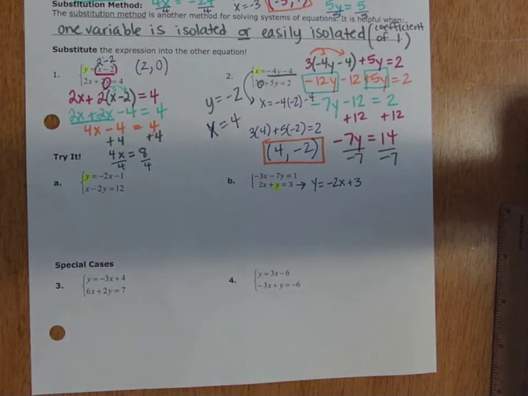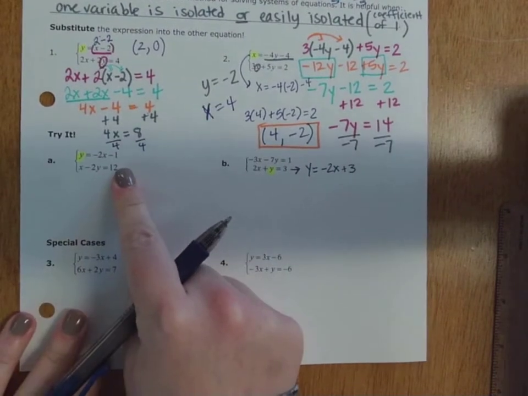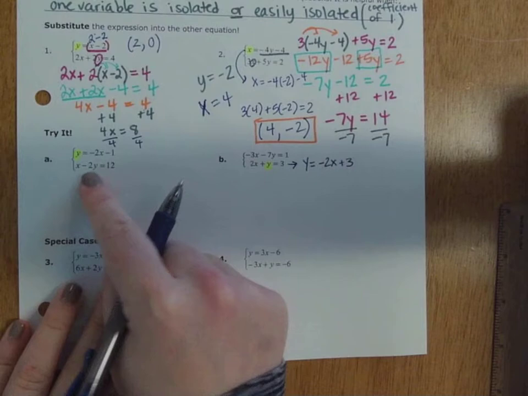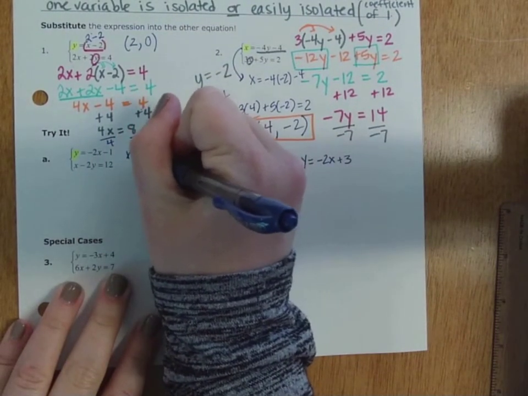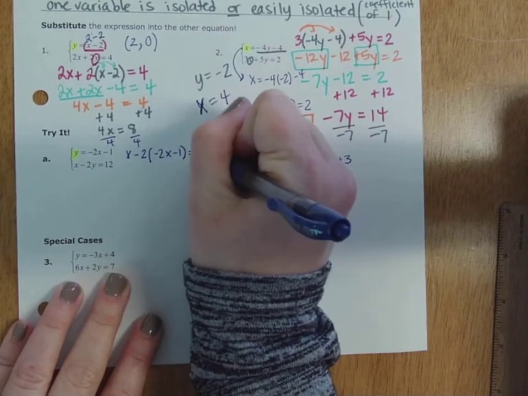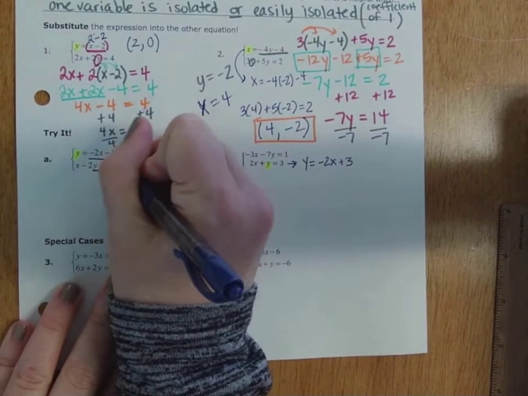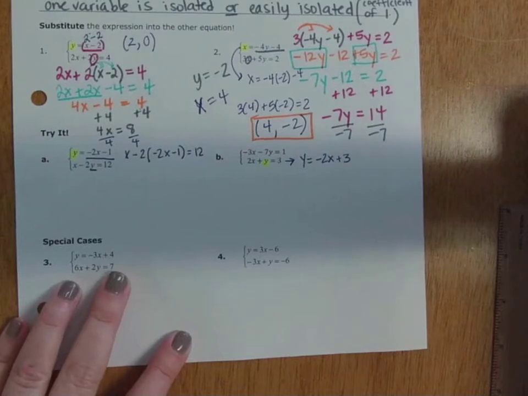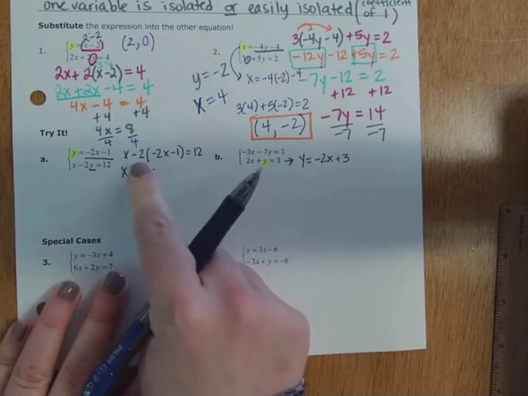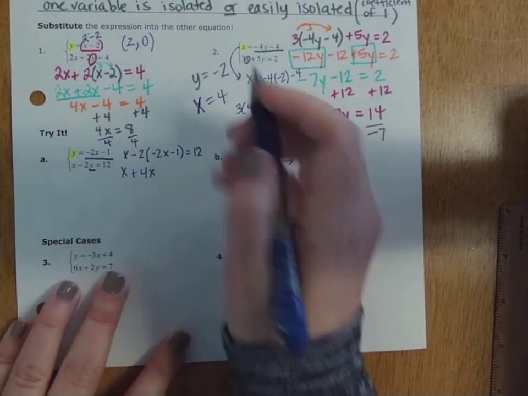All right, who can tell me the equation I would write after substituting my y? Cal. x minus 2 parentheses negative 2x minus 1 equals 12. Great, because y is here and this is what y equals. When you distribute, something I saw multiple students forget is a negative 2 times a negative 2x is going to be positive 4x.